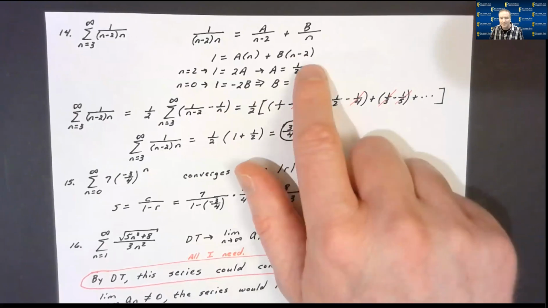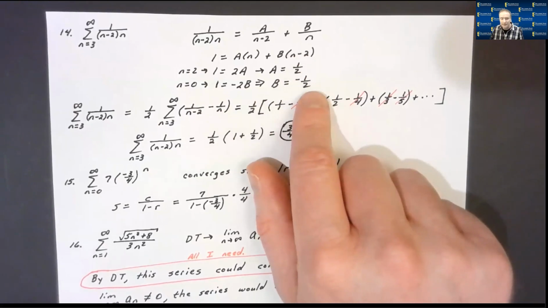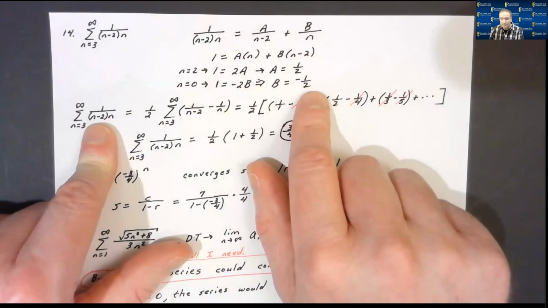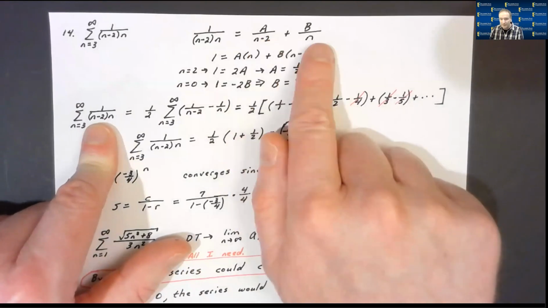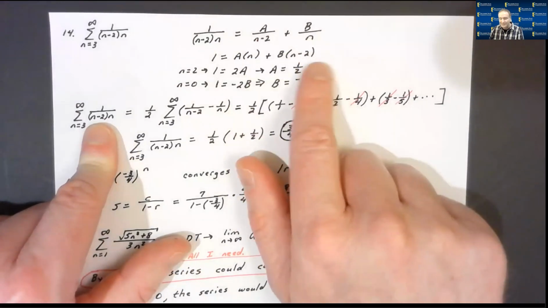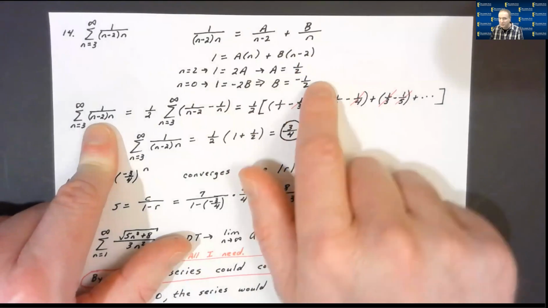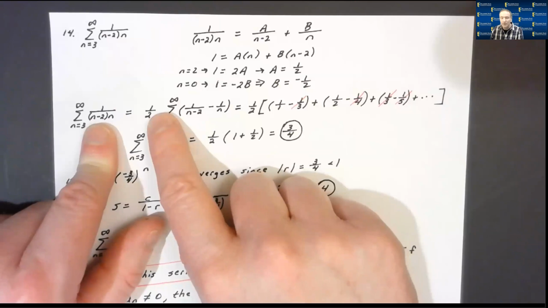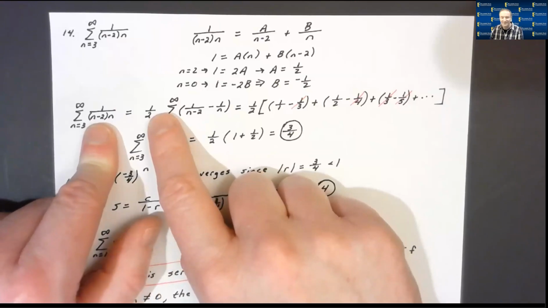Now that I have my answer for A and I have my answer for B, I should be able to go in and work this problem. So here's what I'm saying. This original summation is equal to the sum of these two, and since they both had a 1/2, I'm going to go ahead and factor that out. You don't have to, but it's best to.